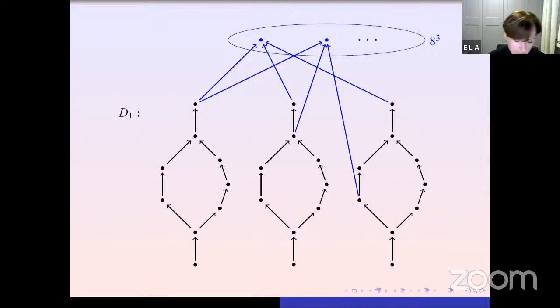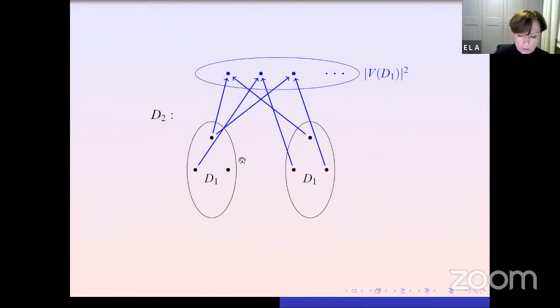Next, we take 2 copies of D1, and again, for every set of 2 vertices, we add a new vertex, which is dominated by these 2 vertices. And then we construct D3. We take 2 copies of D2, and again, for every subset of 2 vertices, we add one vertex, which is dominated by these 2 vertices.